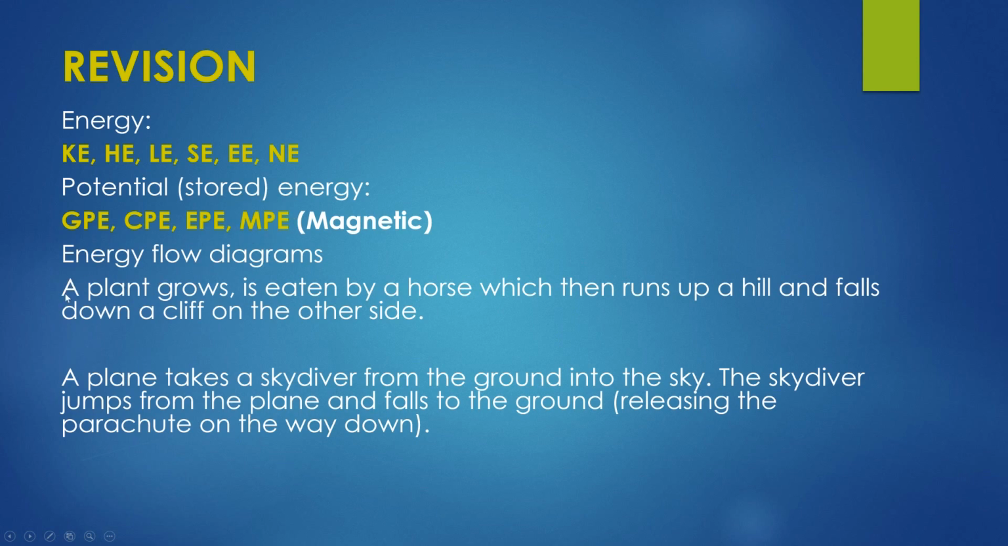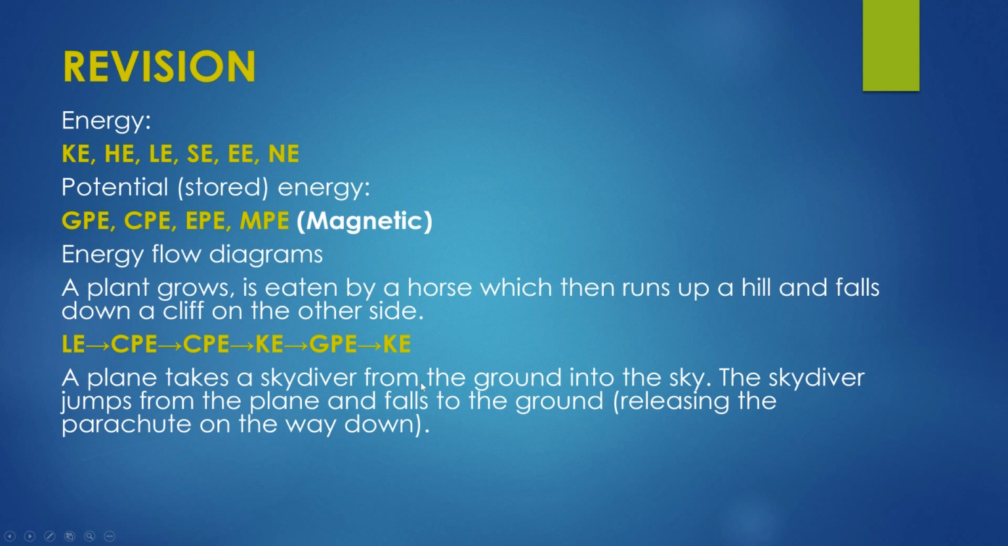So energy flow diagrams. A plant grows. So it grows because of the light energy, it turns it into chemical energy. Eaten by a horse, stays as chemical energy. That becomes kinetic energy, which becomes gravitational potential energy as it runs up the hill, and then it becomes kinetic energy again as it falls down the cliff. So light energy, chemical potential, kinetic, gravitational, kinetic.